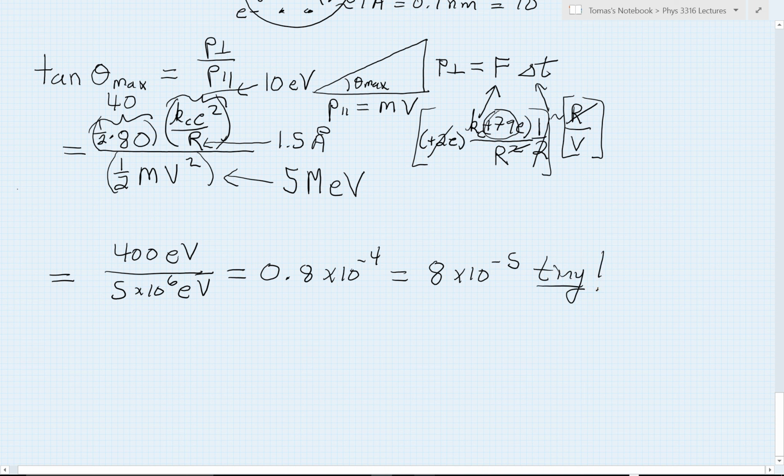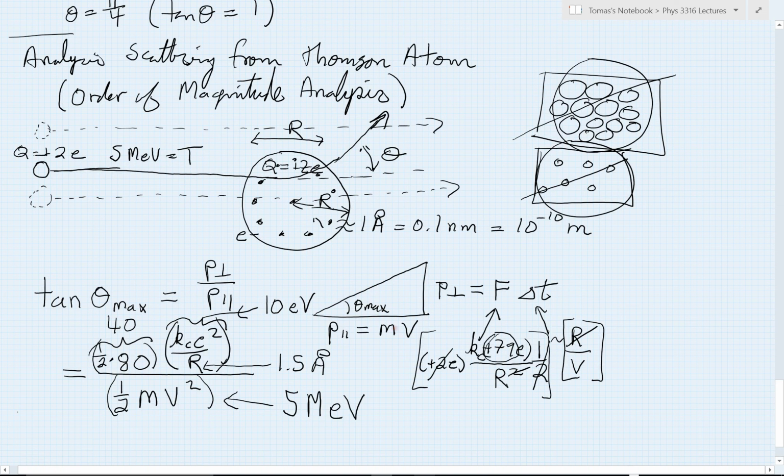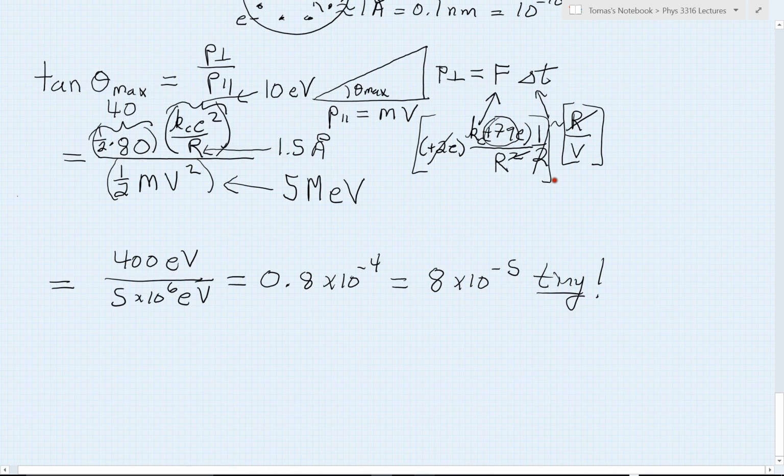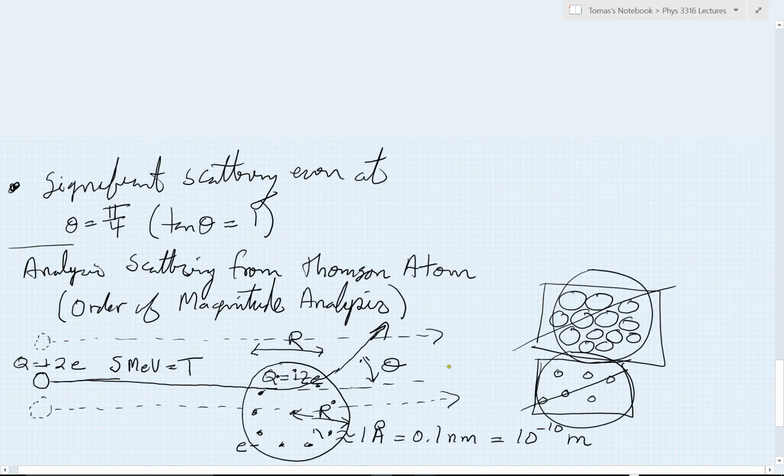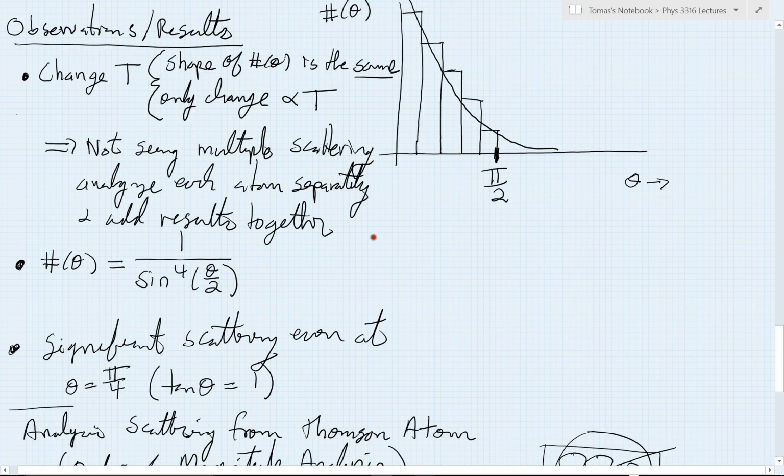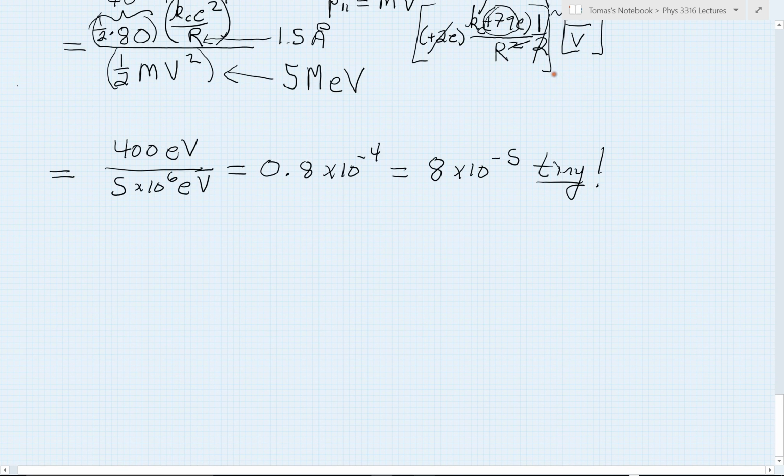right? That's our estimate of the maximum scattering we could expect in this situation. And we had said, in fact, that when we look at our observations, angles whose tangent even is 1 are not completely uncommon. And we're finding a maximum scattering that is way too small. So this is a major fail for this model.